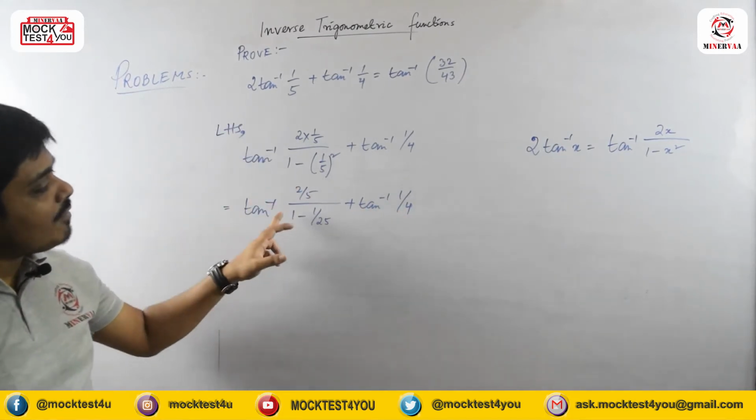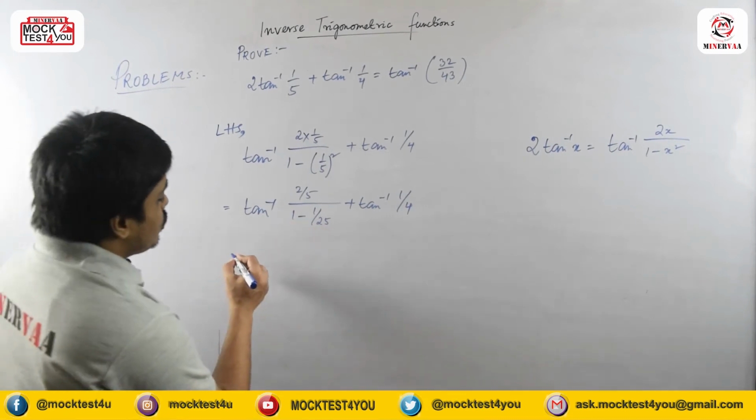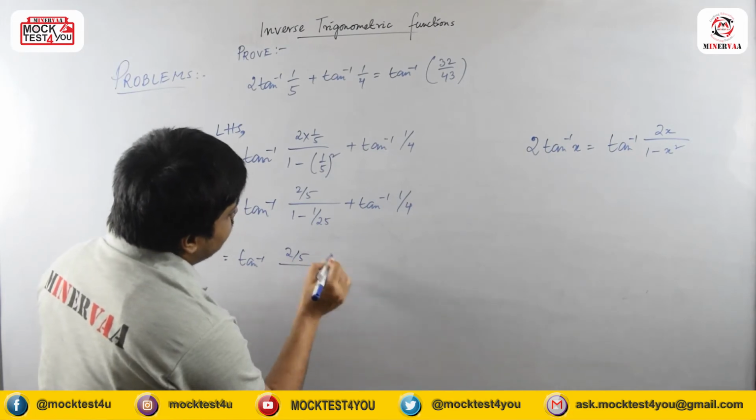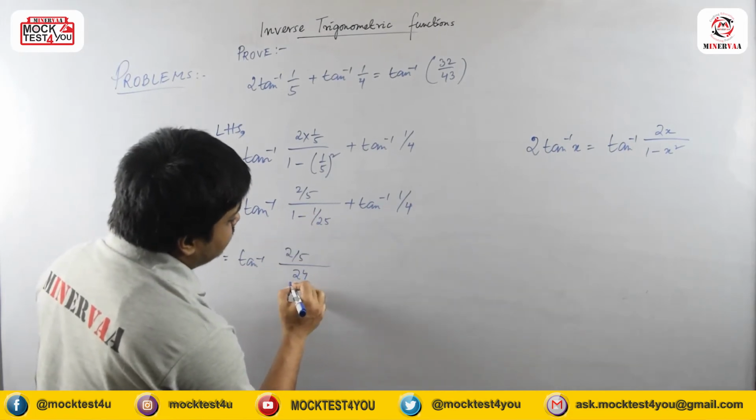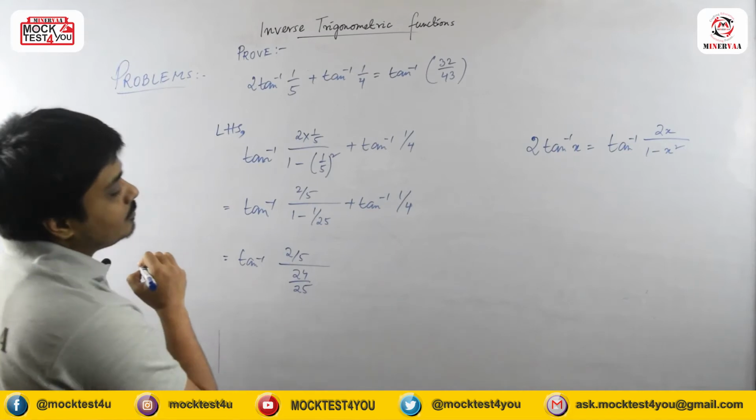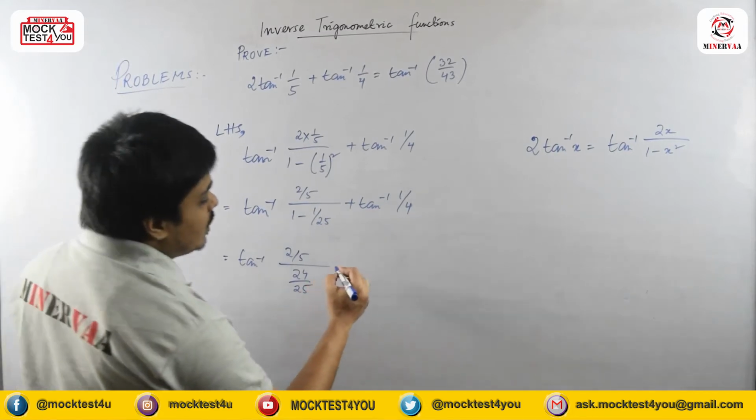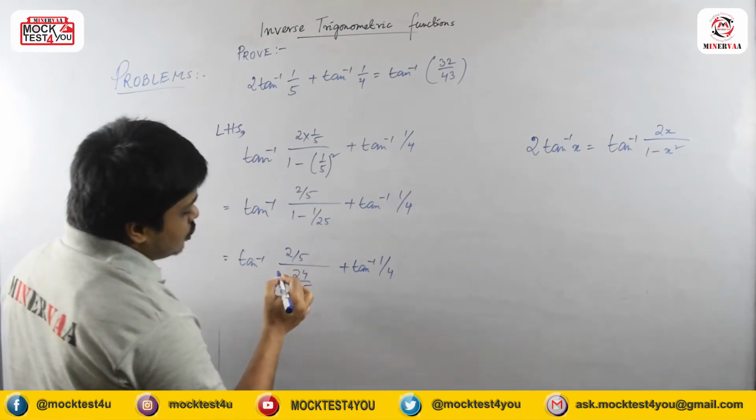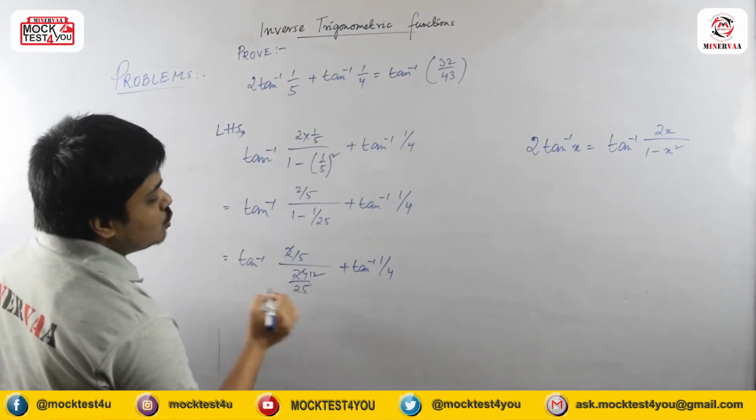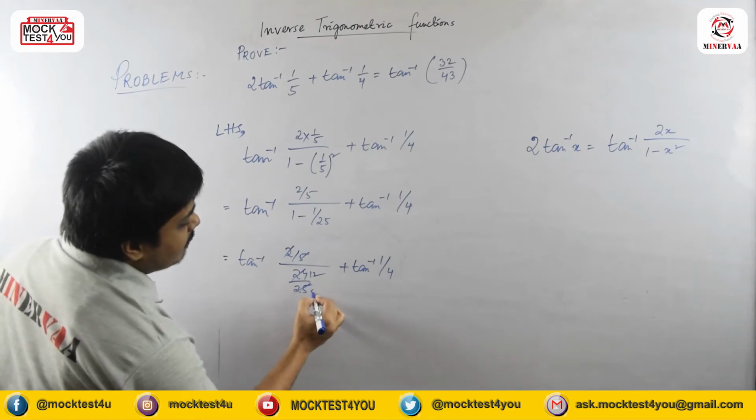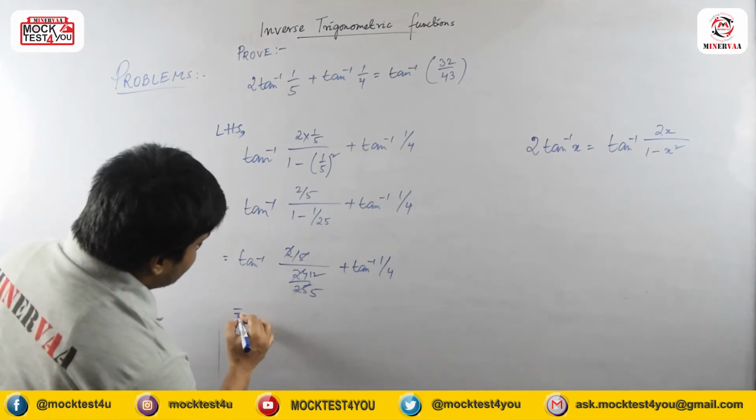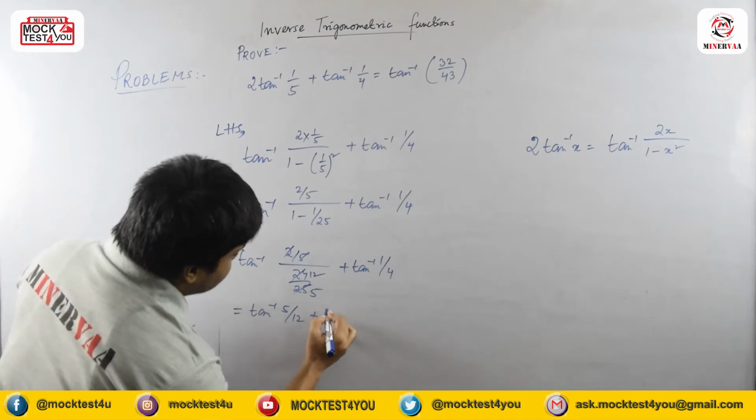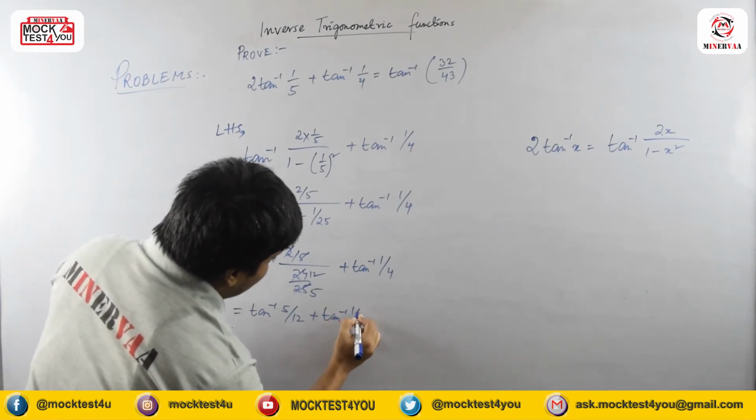Now after this, what I will do is take the LCM in here. So what I get is tan inverse, if I do the LCM, 2 by 5, and in the denominator we get 24 by 25. We get this thing. Let us cut what we can cut. So 2 and this 24 becomes 12, and this 5 and this 5, it is 5, so 5 will go up. So it becomes tan inverse 5 by 12 plus tan inverse 1 by 4.